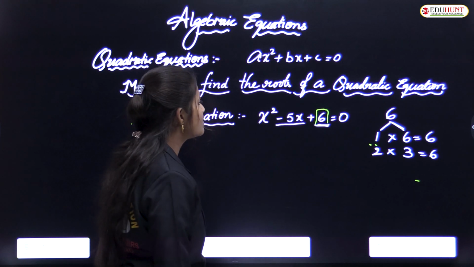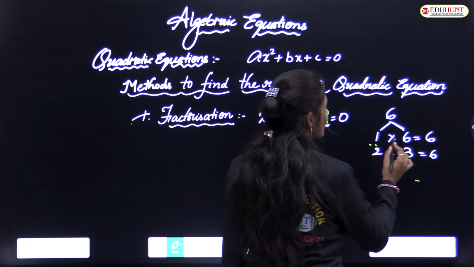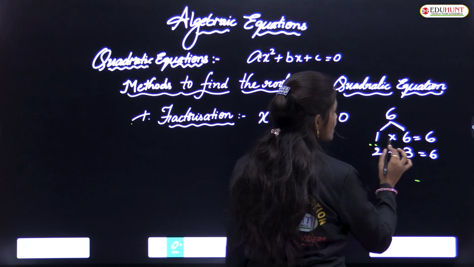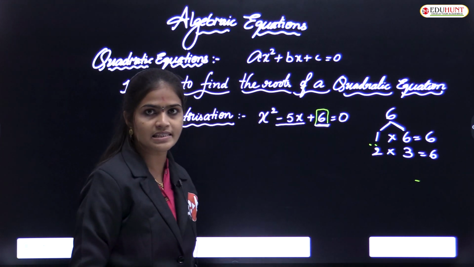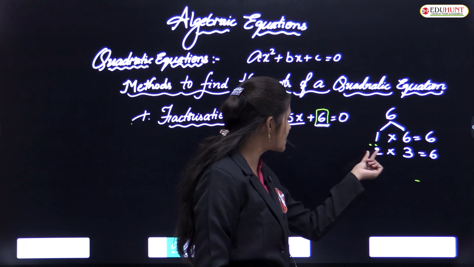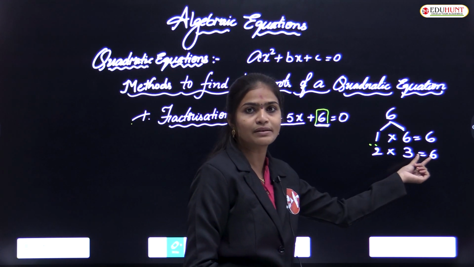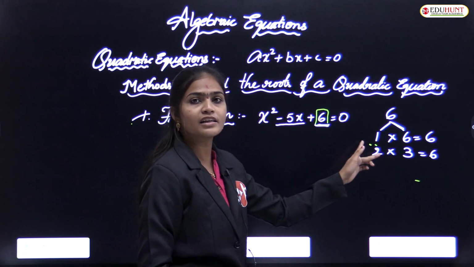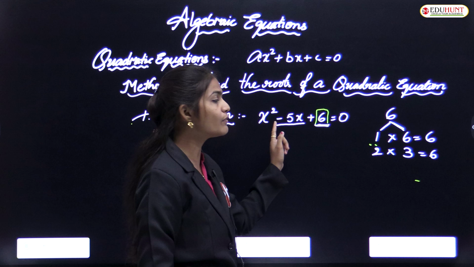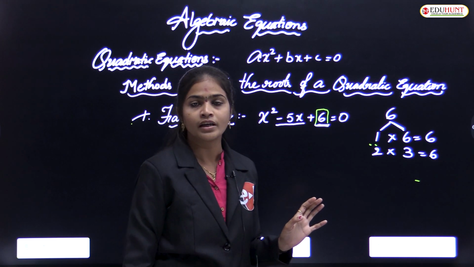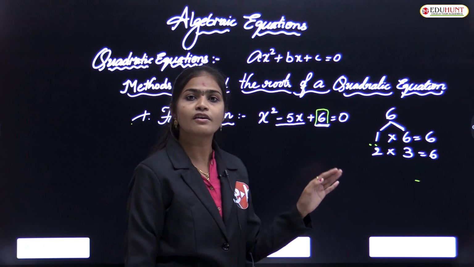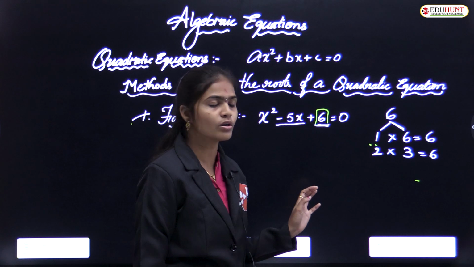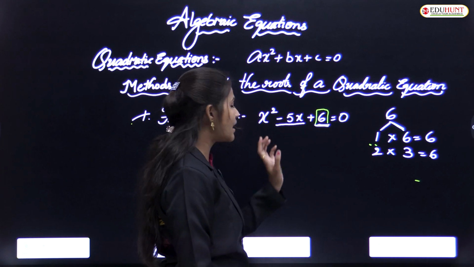Okay, so just observe that the factors of 6 are 1 and 6, its product is equal to 6. And here the factors of 6 are 2 and 3 and its product is equal to 6. Now the sum of those two factors or its difference should be equal to minus 5x. It should be equal to minus 5. Okay, let us see only for the constant. So it should be equal to minus 5.